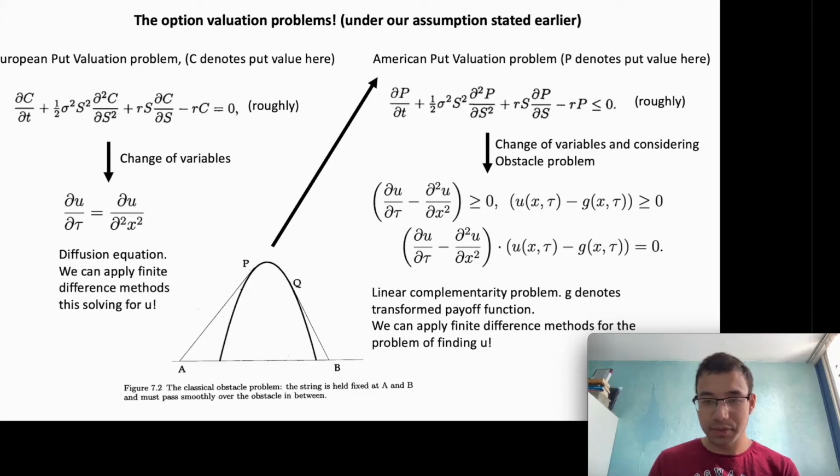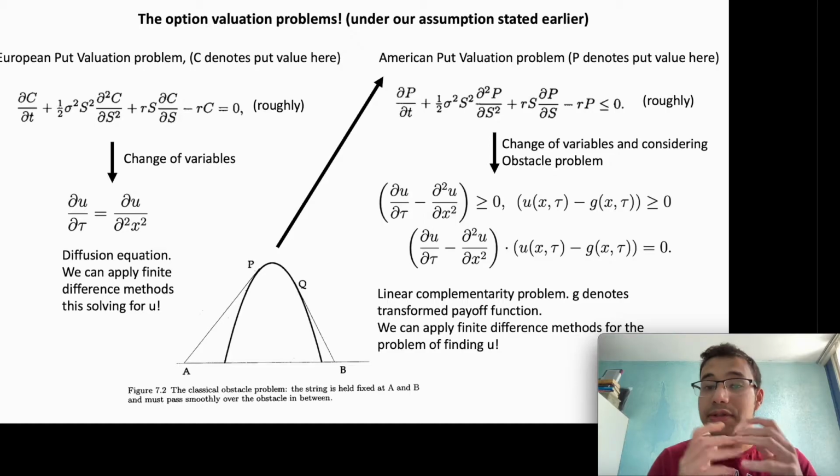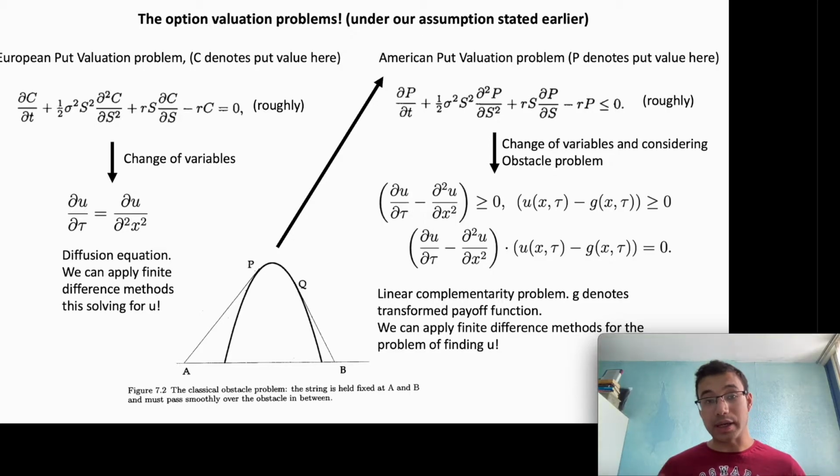The difference in the problems stems from the difference in the nature of the option. Now, the European put problem is not only the partial differential equation that you see here on the slide. There are also some boundary conditions involved, such as the value of the put at its time of expiry. And as a whole, the European put valuation problem can be transformed into the problem of solving the diffusion equation. In a very similar fashion, the American put valuation problem can be transformed into a linear complementarity problem.